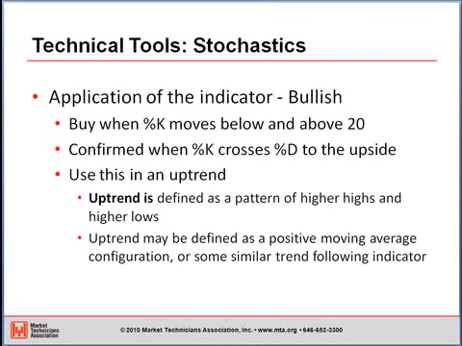One must use this methodology in an uptrend only, i.e. when the market is making a pattern of higher highs and higher lows. The uptrend also may be defined as a positive moving average configuration or some similar trend following indicator. The important thing to remember here is to do this in an uptrend, because the indicator will have a tendency to get stuck in the 80 area in an uptrend, except for when you get sharp pullbacks in price, and your best pullbacks in price will give you another opportunity to enter the market when %K moves below and above 20.